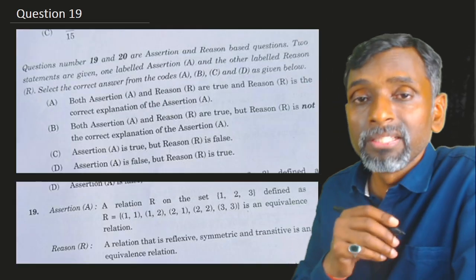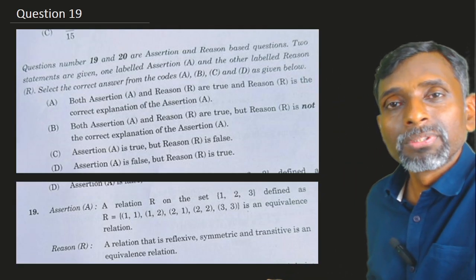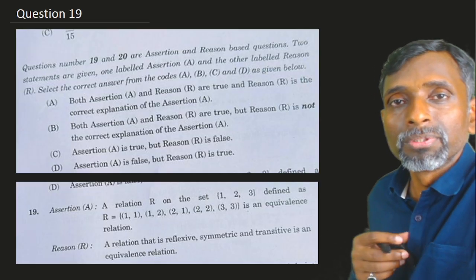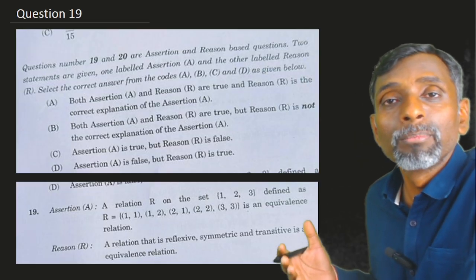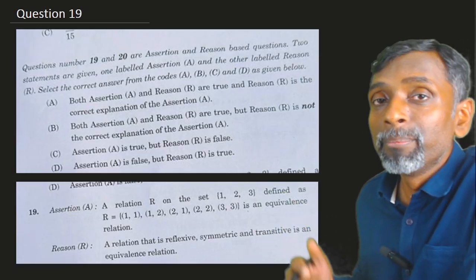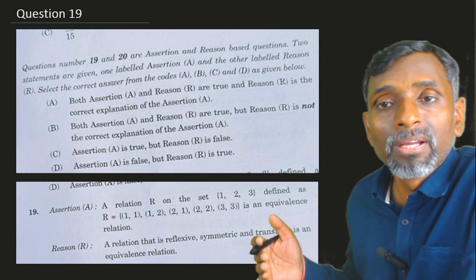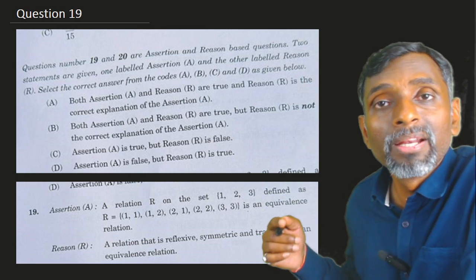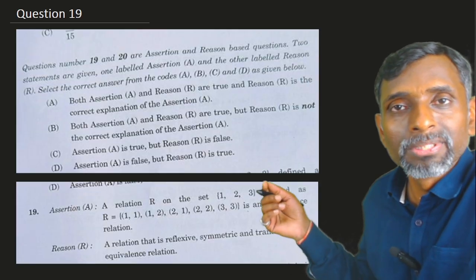These are assertion reasoning type questions where you know what the four options are. What are the four options? The first option is assertion and reason both are correct, and reason is the correct explanation of assertion. Option B, you can see what is option B. Assertion and reason both are correct, but reason is not the correct explanation of assertion. And then we are talking about option C and option D.